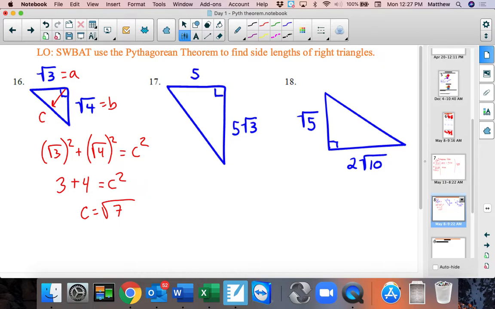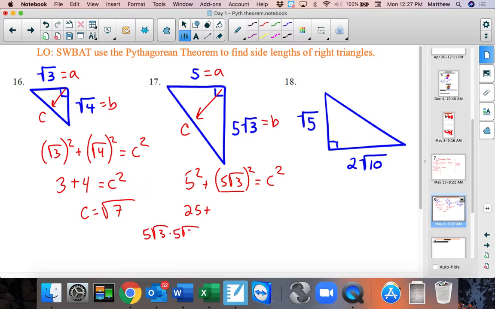Let's do one more while we're here. This would be C, so this is A and B. Remember, always find that right angle and draw C straight across to make sure you always get the hypotenuse right. So we have 5 squared plus 5 root 3 squared equals C squared. Well, 5 squared is 25. 5 root 3 times 5 root 3. Let's do it off to the side.